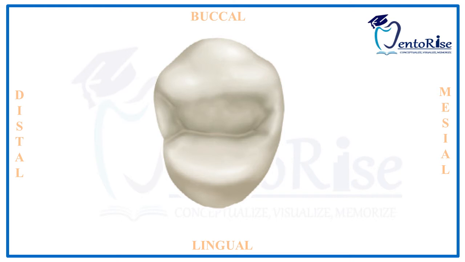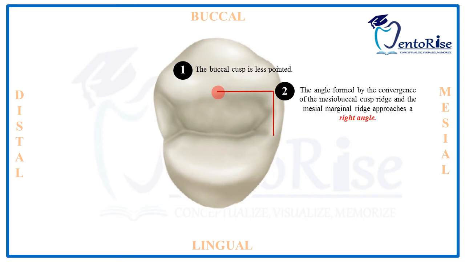For this, you need to take an extracted tooth in your hand and place the tip of explorer on the tip of buccal cusp and feel it. We will observe that the tip of the buccal cusp is not that pointed. Now move mesially over the mesiobuccal cusp ridge and then towards the mesial marginal ridge. We would observe that the angle formed between the mesiobuccal cusp ridge and the mesial marginal ridge is approximately a right angle.